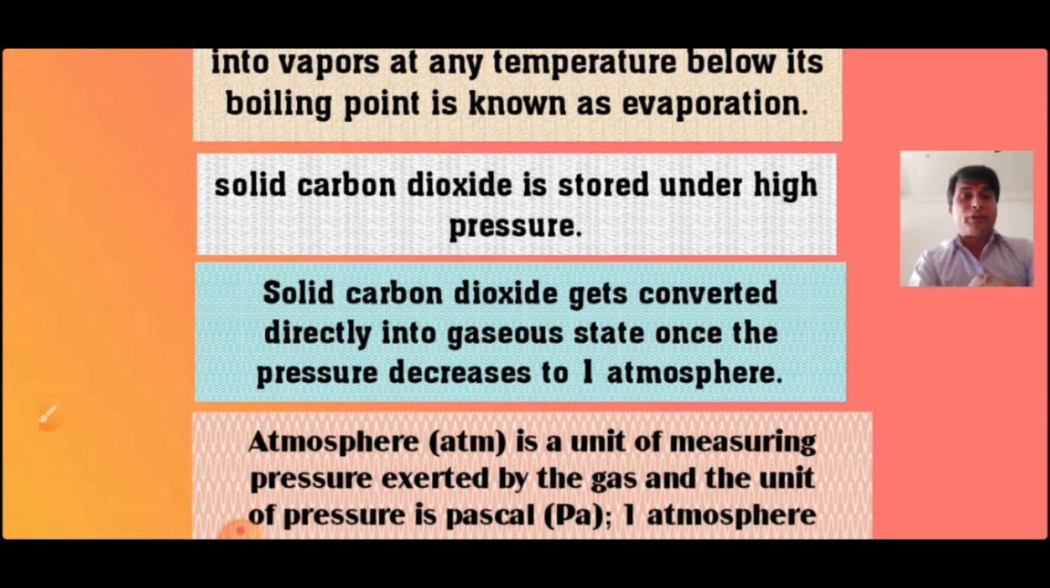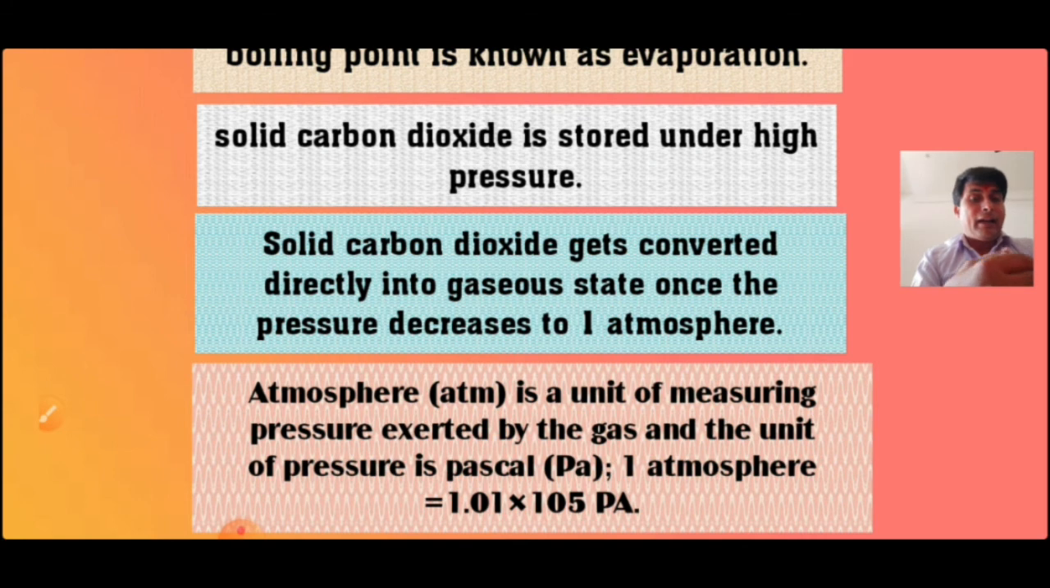What does atmosphere mean? ATM, the short form of atmosphere, is a unit of measuring pressure exerted by a gas, and the unit of pressure is Pascal, Pa. 1 atmosphere is equal to 1.01 x 10^5 Pascal.